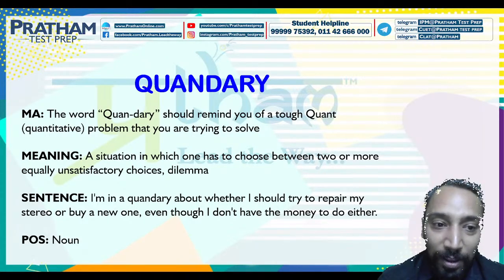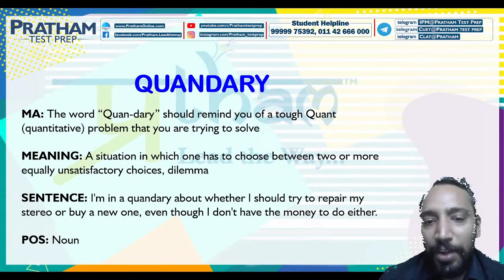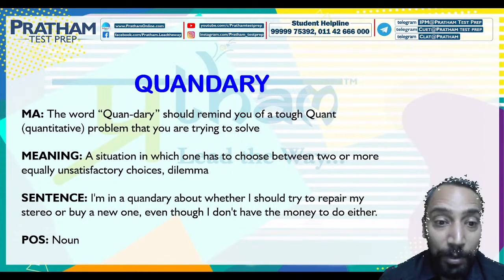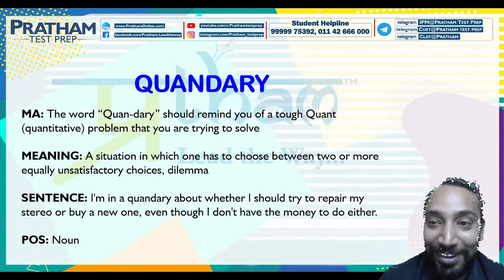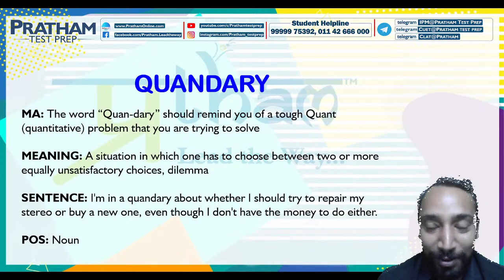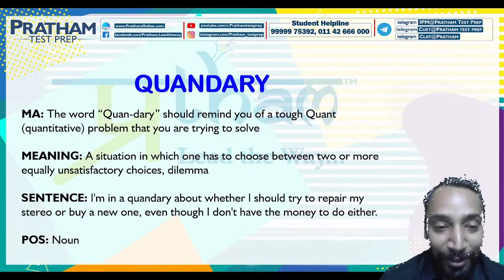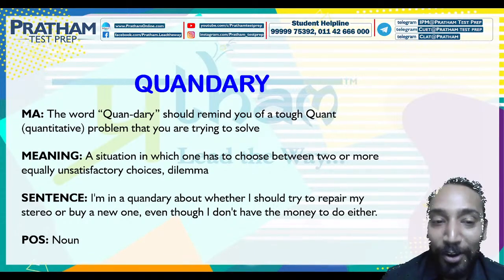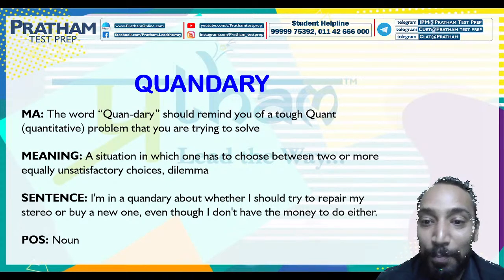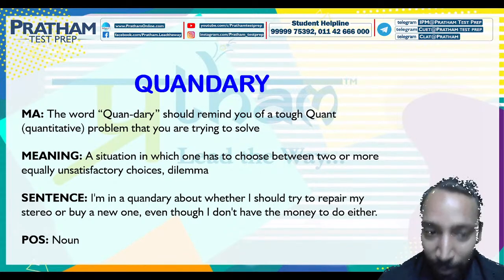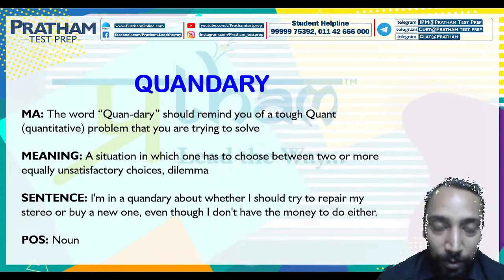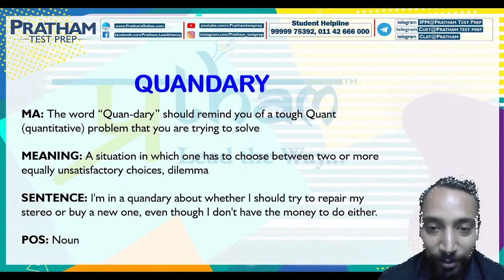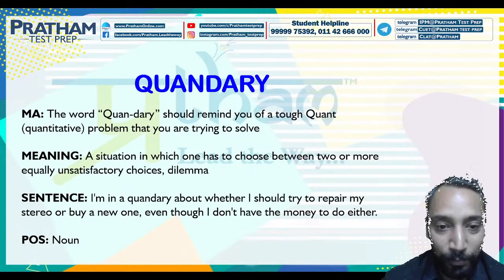The sentence can be, I'm in a quandary about whether I should try to repair my stereo or buy a new one. Well, I believe repairing a stereo is quite a cheaper option. The new ones are quite costly. Okay, so let's read the sentence once again. I'm in a quandary about whether I should try to repair my stereo or buy a new one, even though I don't have the money to do either. It's a noun. Remember it. Okay, so quandary, it's quite an easy word to remember and an important word too. Let's move on.